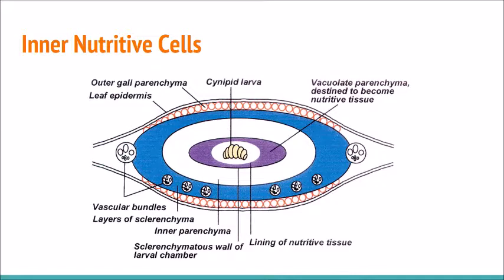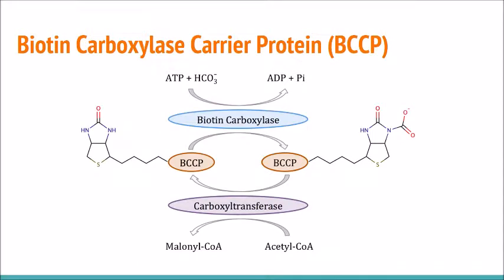This initiates the transformation of vacuolate parenchyma cells into inner nutritive cells. These cells are also incredibly high in nutrients, containing high levels of lipids and proteins and low levels of starch. A major inducer of increased lipid content is the biotin carboxyl carrier protein, also known as BCCP. An increase in BCCP production by the plant is controlled by the maturing larva. This protein is a subunit of the class II acetyl-CoA carboxylase, also known as ACCase.